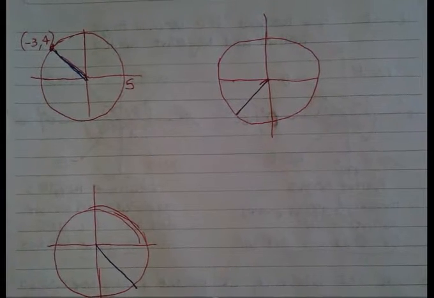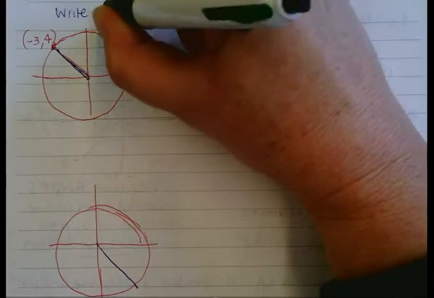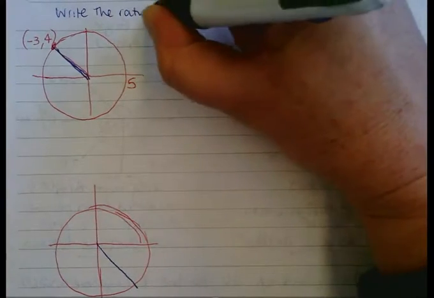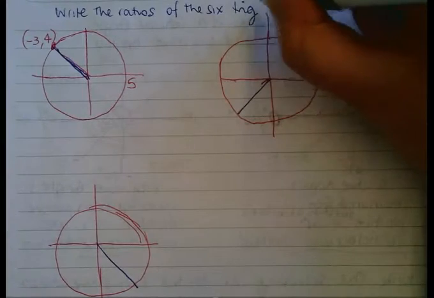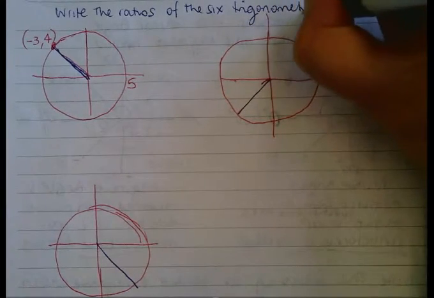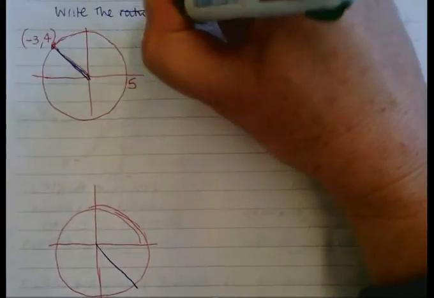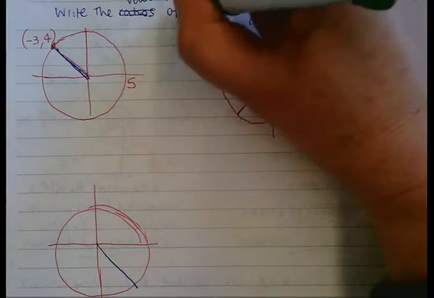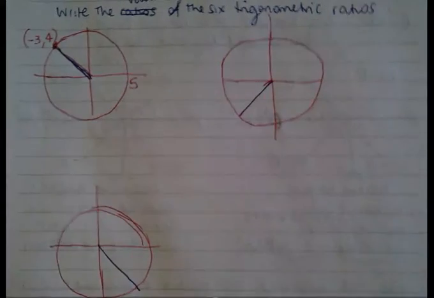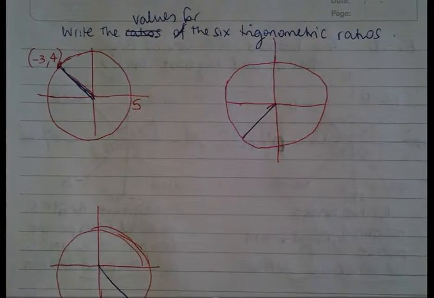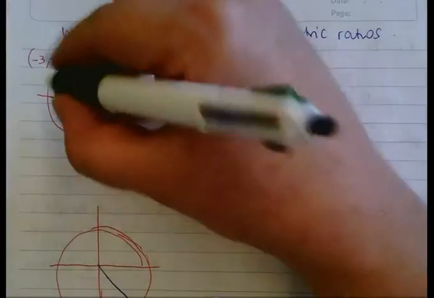Now write down the values for the 6 trigonometric ratios for these diagrams.